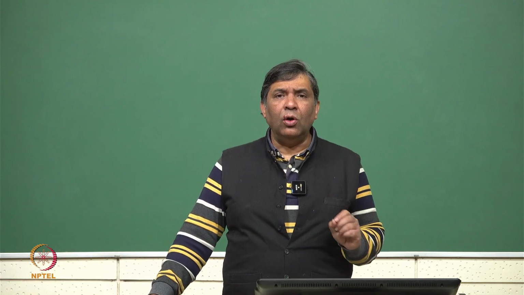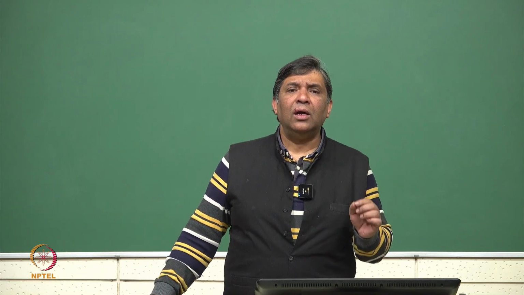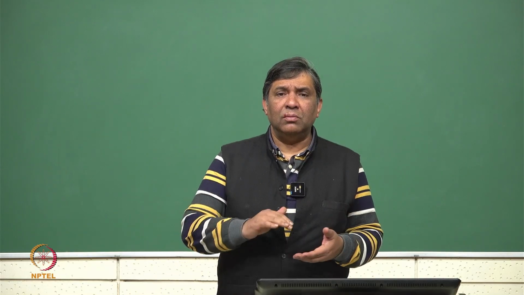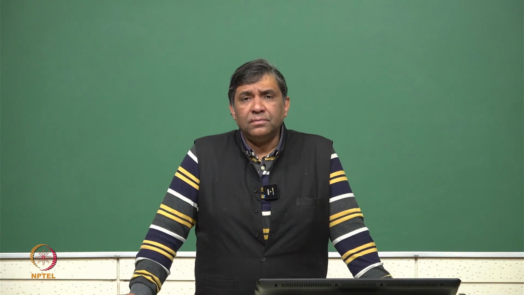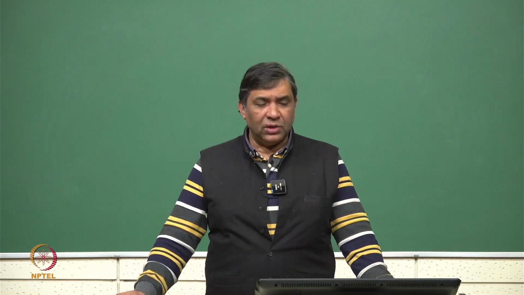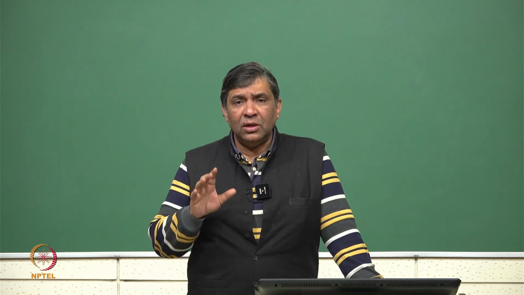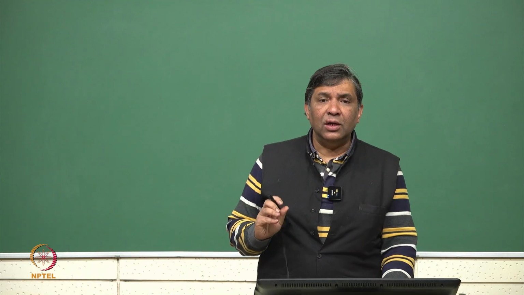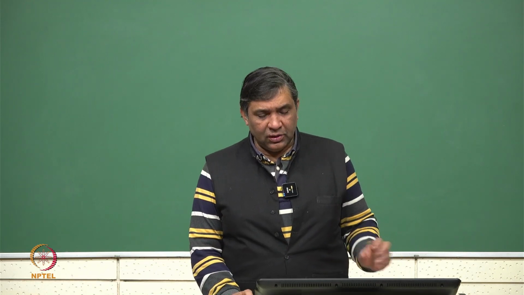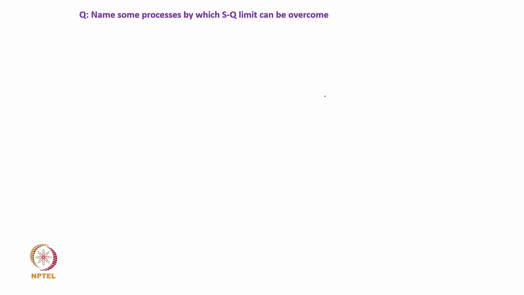So, now I go to the higher efficiency multi-junction or tandem solar cell. Alright, so the first question is: name some processes by which the SQ limit can be overcome. We have already seen the Shockley-Queisser limit. If you recollect what we discussed during the Shockley-Queisser limit, in the case of a junction solar cell, this is a typical structure.